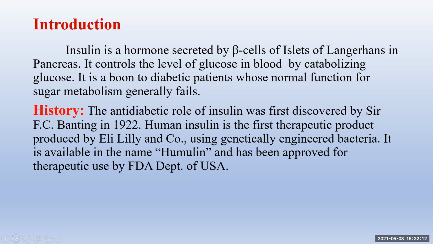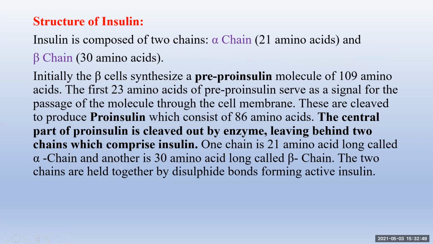The anti-diabetic role of insulin was first discovered by Sir F.C. Banting in the year 1922. And human insulin is the first therapeutic product that was produced using genetically engineered bacteria, using recombinant DNA technology experiment by Eli Lilly and company from USA. Now, insulin is available in the name of Humulin, and it has been approved for therapeutic use by FDA, Food and Drug Administration Department of USA.